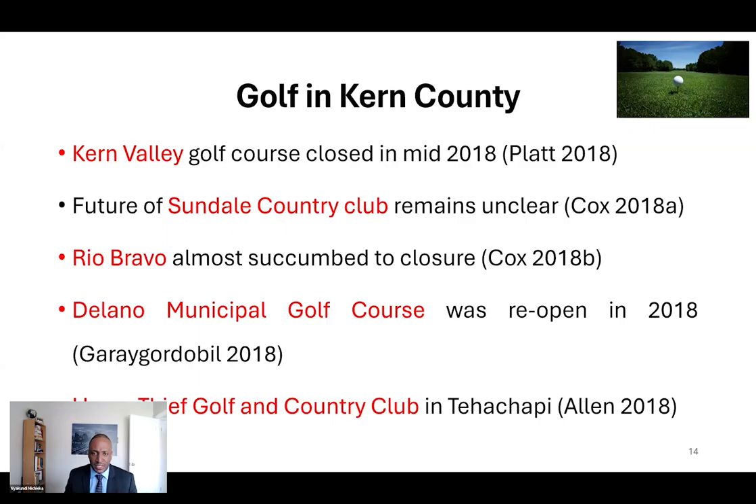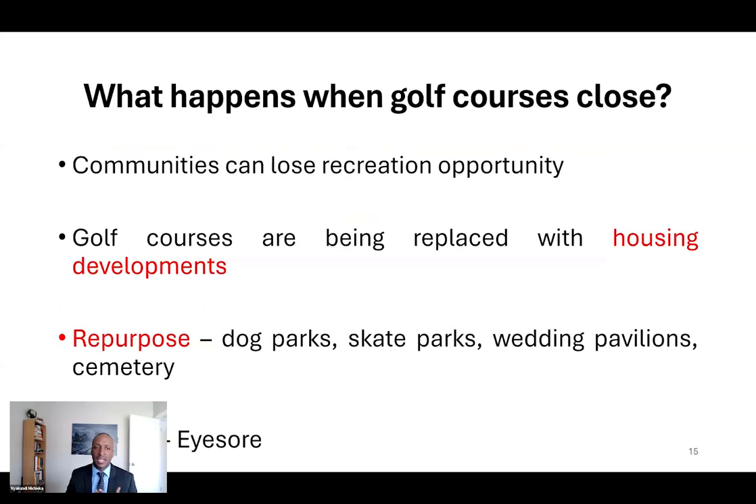So one of the questions we asked was, okay, when you shut down these golf courses, what does that do to the community? There are a lot of really interesting things that happen. Well, typically, if you don't have a golf course, you can't play golf anymore. You have to travel a little bit out to play golf.